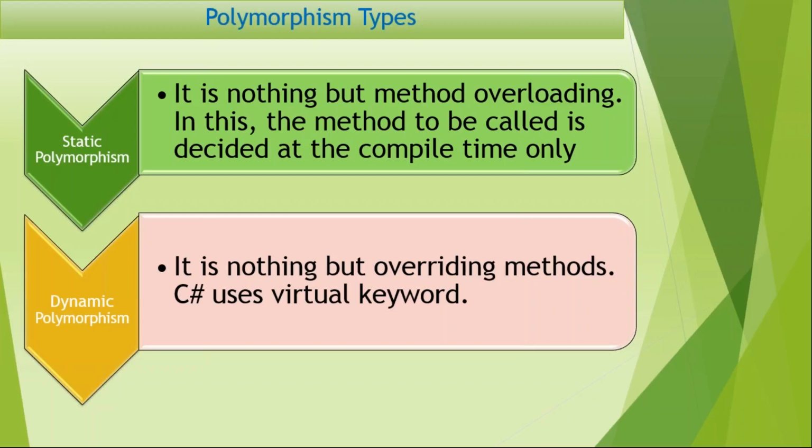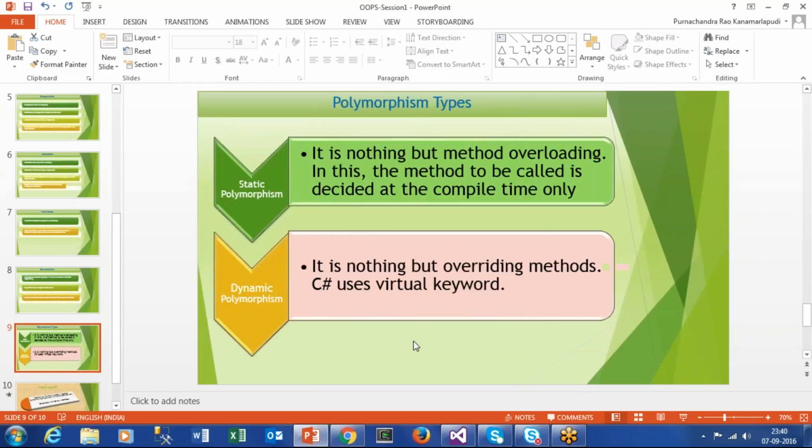Dynamic polymorphism means we will override a method in the base class, in the child class, using virtual and override keywords. Now we're going to look into the code, how we implemented static polymorphism and dynamic polymorphism. Let's go to code.